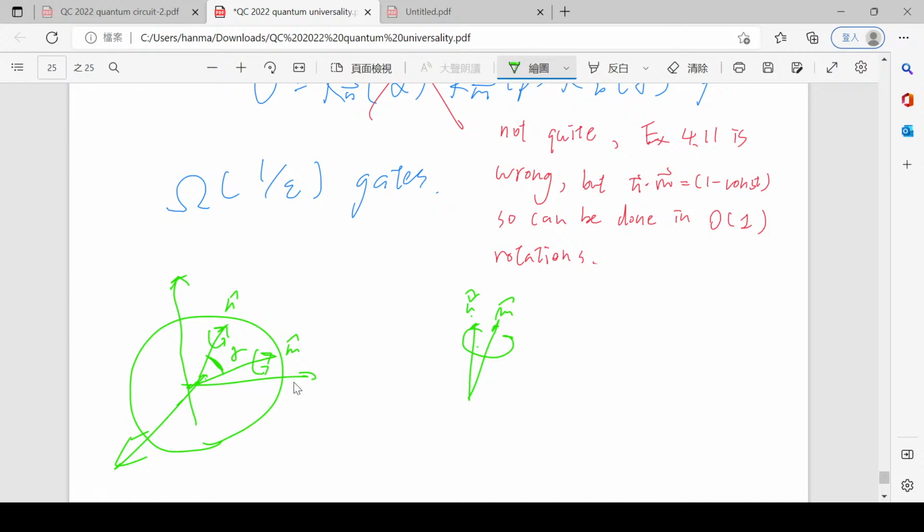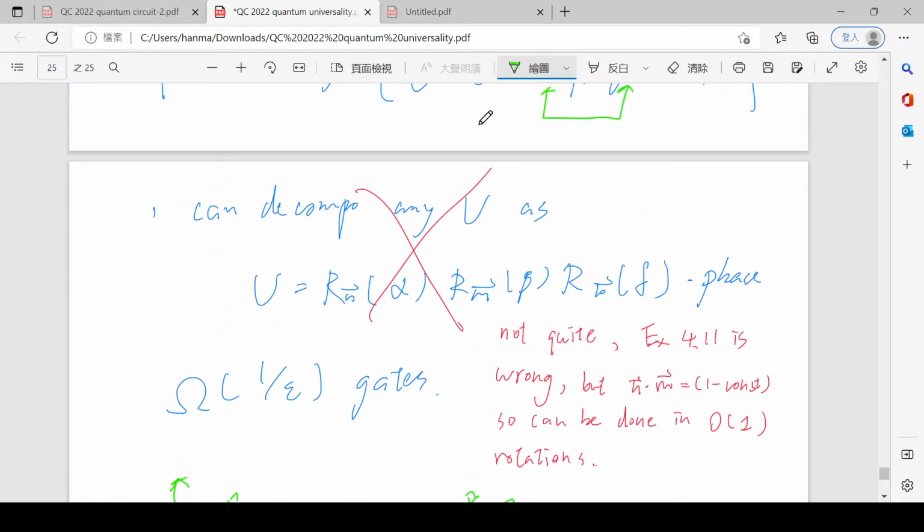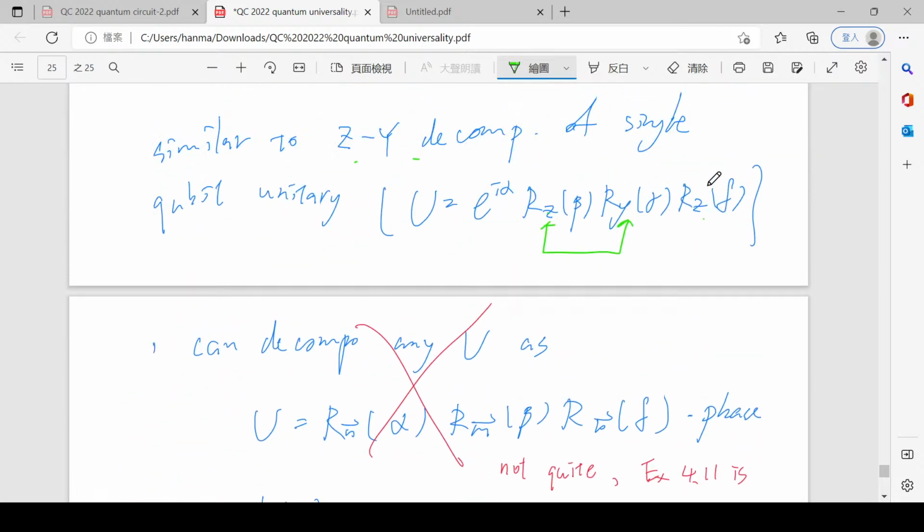So the angle is gamma here, and the length of the sequence is about 1 over gamma. Gamma is a constant, so the length is some constant. And you can do any rotation. You just need a bit longer sequence than this y and z rotation.